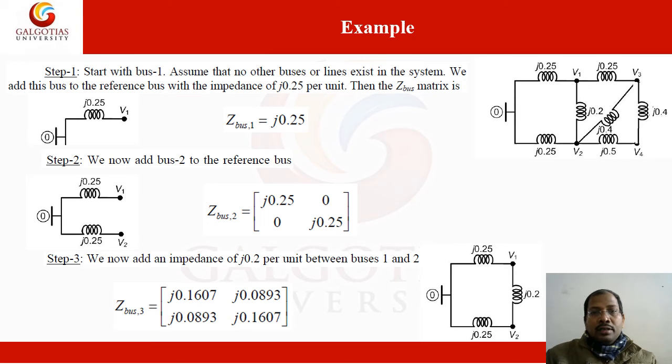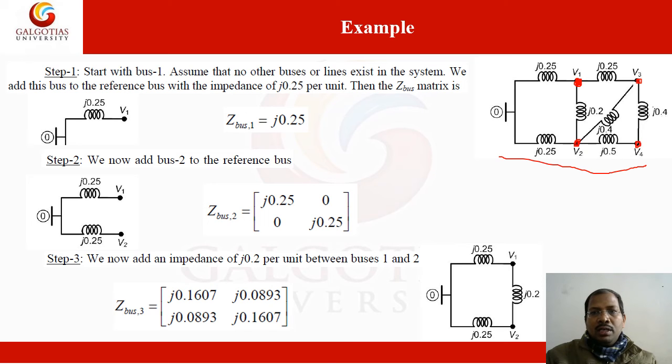So here we are considering one example. Suppose this network is given. Here the total 4 buses are there. These buses are represented in terms of the nodes. So this is V1, this one is V2, this is V3 and V4.